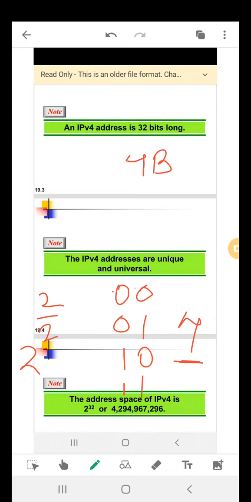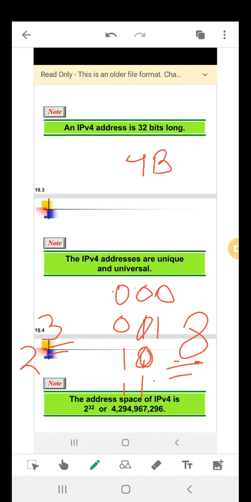Suppose we had 3 bits, then how many possible combinations can we generate? It is 2 raised to power 3, it can be 000, 001, 010 and so on. That is going to give us 8. So if we have 3 bits, then we can generate 8 possible combinations. Similarly, in the IPv4 address, we have 32 bits. So with 32 bits, we can get 2 raised to power 32 possible combinations, that is more than 4 billion.